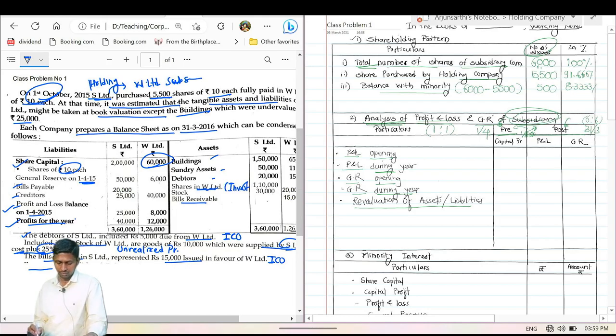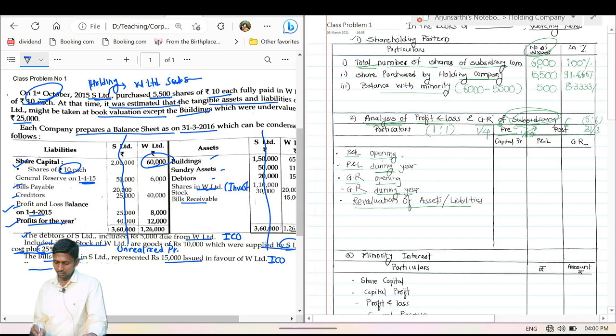Now opening profit and loss, do we have opening profit and loss? Have they given? Yes, they have given. How much? 8,000. Just scratch the profit and loss analysis for now; we only have to focus on the W Limited subsidiary opening, that means on 1/4. 1-4 is before 1-10. Therefore, 1-4 opening is in the pre column, not in the post.